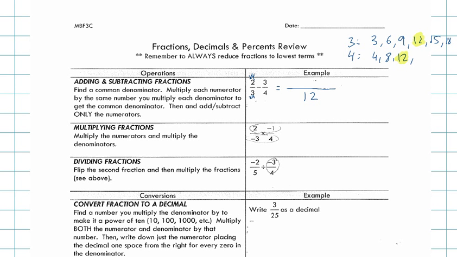Okay? So what's 4 times 2? 8. What do I multiply 4 by to give me 12? 3. Whatever I do to the denominator, I do to the numerator. So that's minus 9. So the answer is going to be negative 1 over 12. So you subtract your numerators and leave the denominator as is.